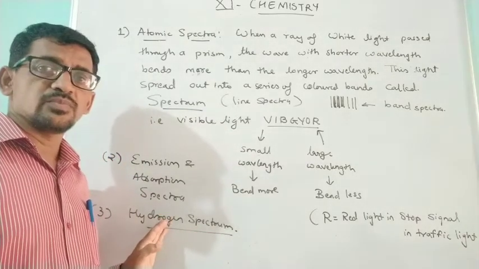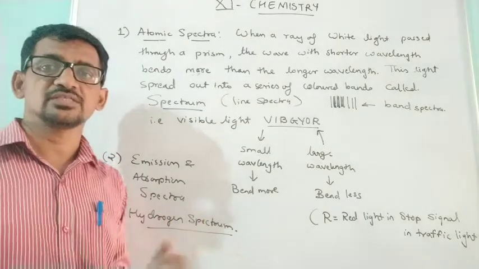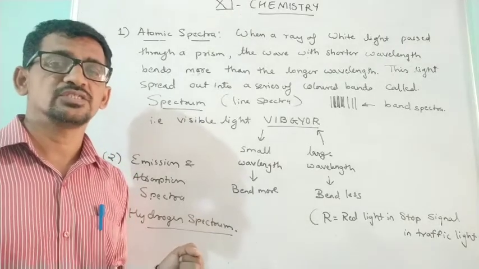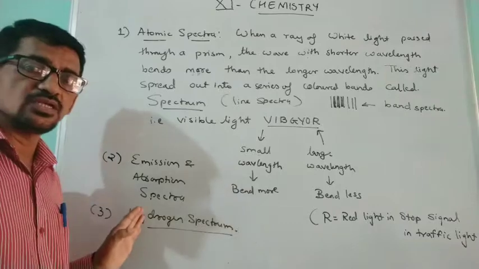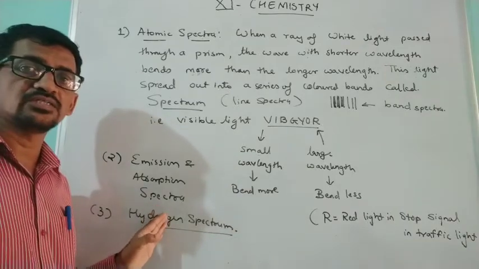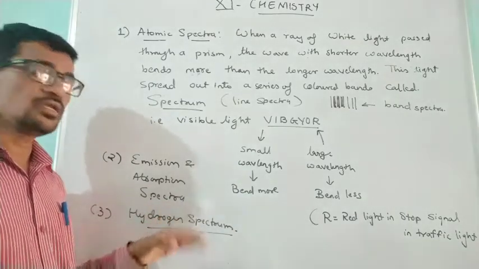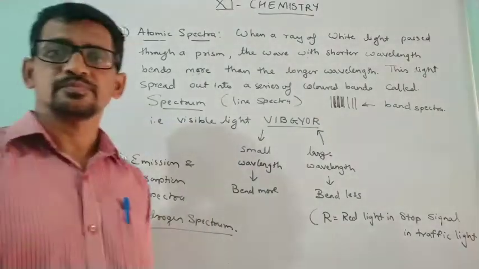Hydrogen spectrum is observed by filling hydrogen gas in a discharge tube, and then electric potential is applied, then different light bands are observed that we study in hydrogen spectrum.